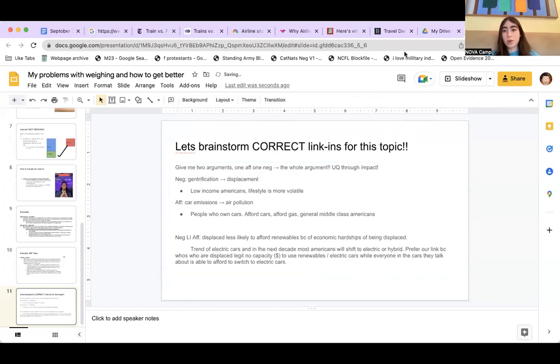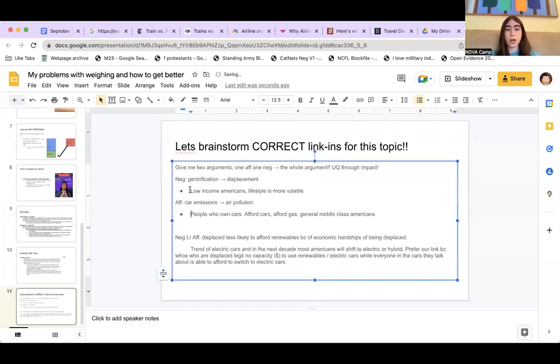So I think a great thing that we just did is we took each argument that we were trying to weigh and we looked at who these people are and what their constraints on life are, right? Those being affected by displacement and gentrification have more constraints on what they can do, right? So because of that, it's probably easier to weigh that it's more important to help these people. But everyone being affected by these car emissions are people who own cars. That means that they can afford cars, they can afford gas, and they're probably general middle class Americans.